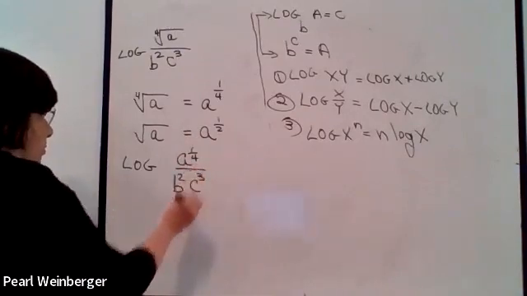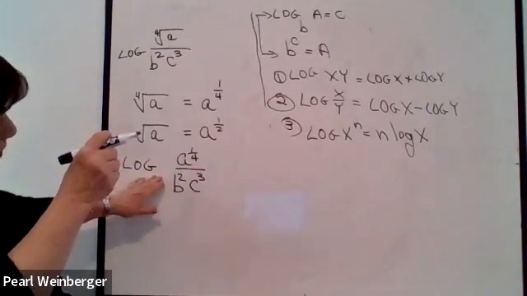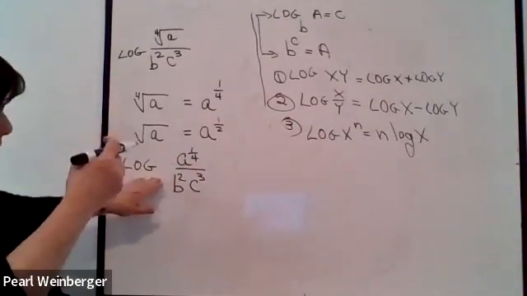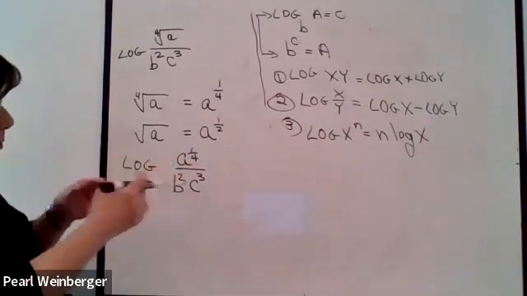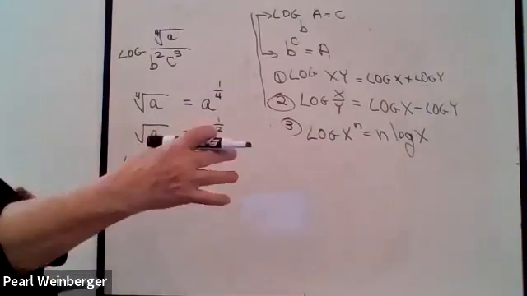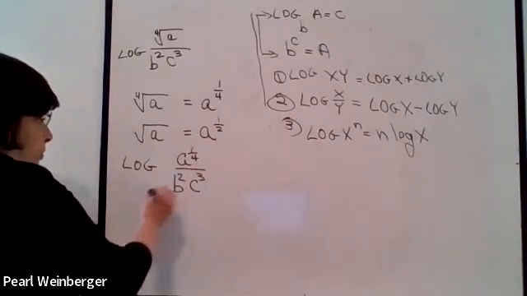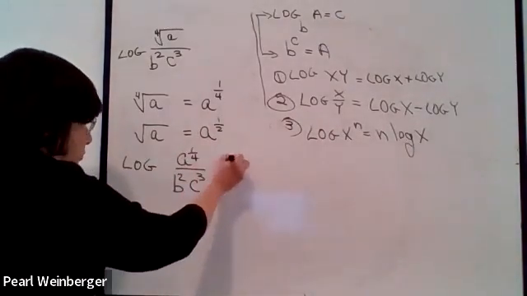And we're going to do the same thing. First of all, there's no base written in. It means it's a common log. It means we're dealing with base 10, but it doesn't matter. Whatever base is written in, we just carry it through. So this is going to be dealing first with the multiplications and divisions.